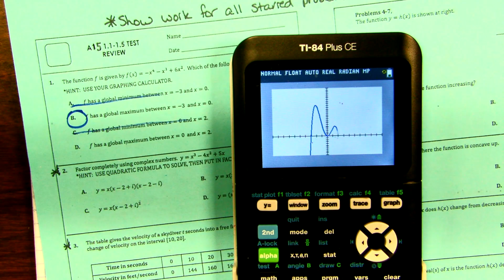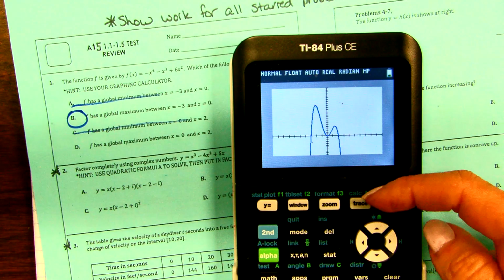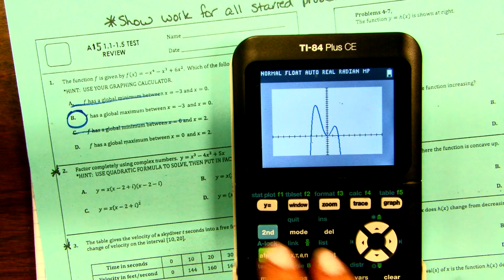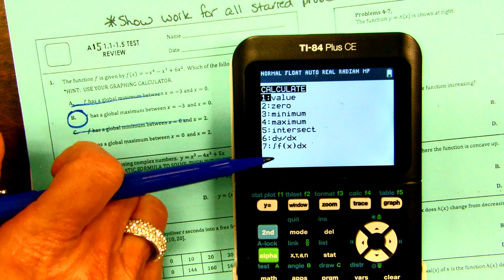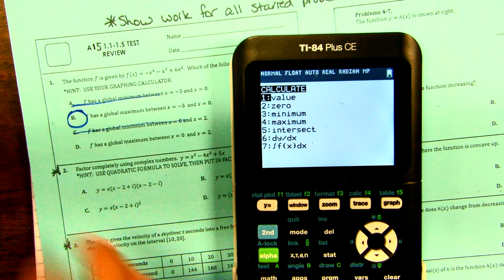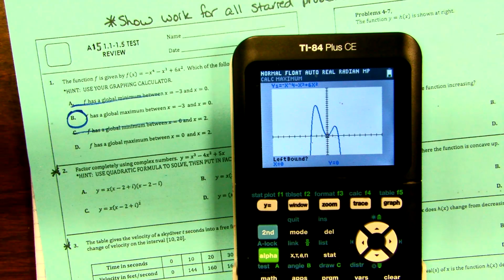So where do I go to find max and min? It's the calc menu. That's blue above trace. So I hit second trace or calc. And that is where you were talking about? Yeah. So, and then number 4. And then you just move left and right. All right, more questions.